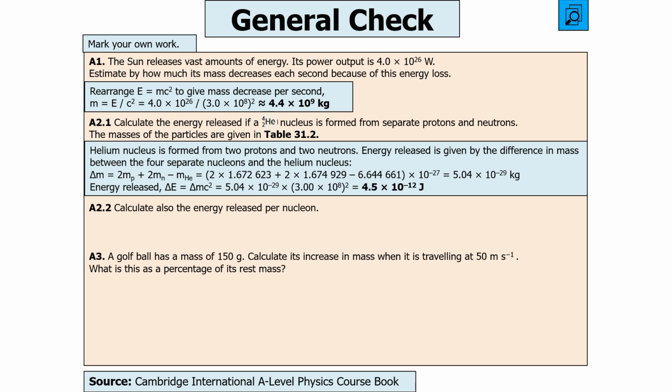So what's the energy released per nucleon? Well, there's 4 of them, and there's 4.5 times 10 to the minus 12 over 4 of them, so therefore it's 1.1 times 10 to the minus 12 joules.